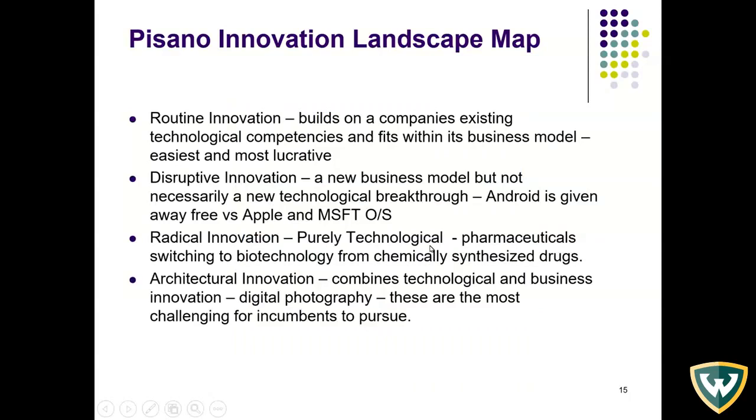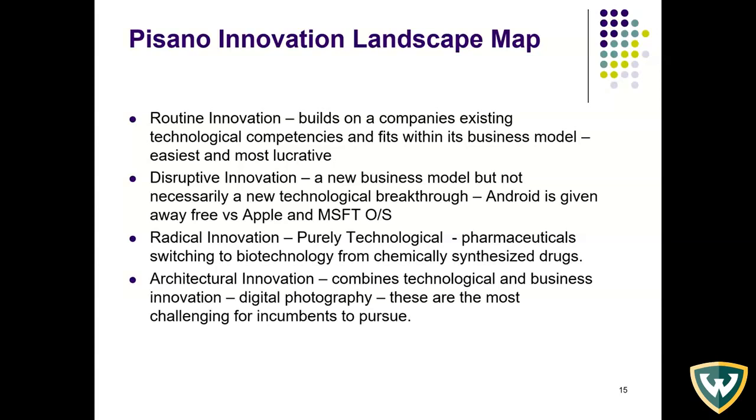Okay, so here we're going to go through, and we'll probably do this quickly because we've kind of gone through this. Routine innovation builds on a company's existing technological competencies and fits within its business model. It is the easiest and most lucrative form of innovation. Disruptive innovation: a new business model, but not necessarily a new technological breakthrough. An example is Android being given away for free, the operating system, versus Apple and Microsoft that sell their operating system. Radical innovation: purely technological, so pharmaceutical switching to biotechnology from chemically synthesized drugs.